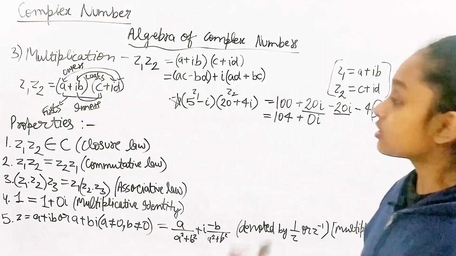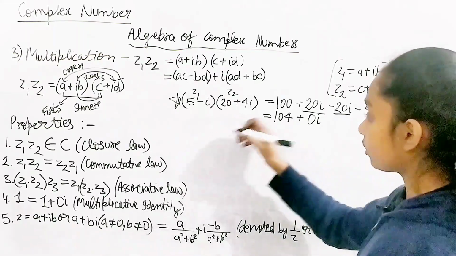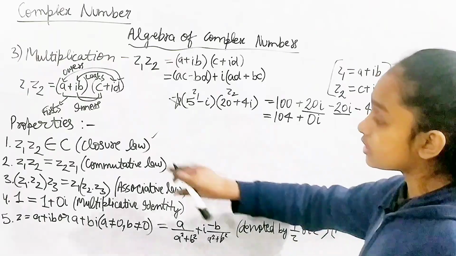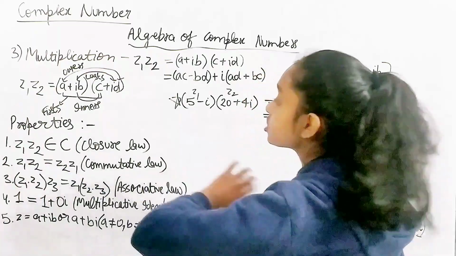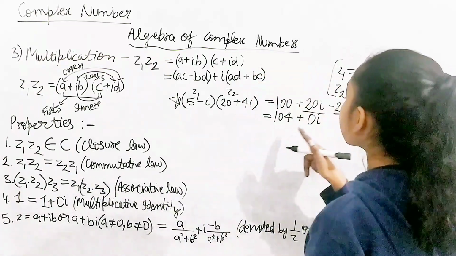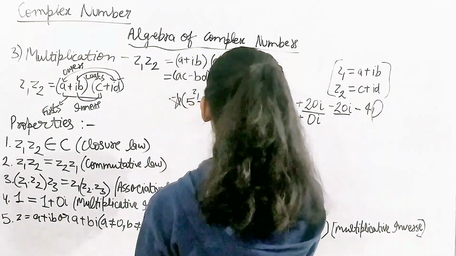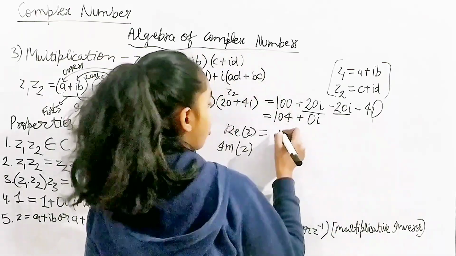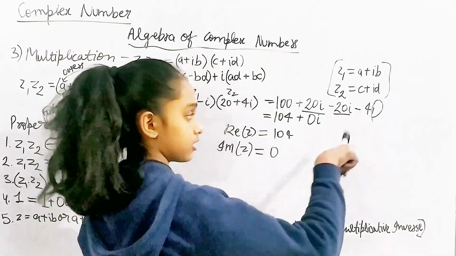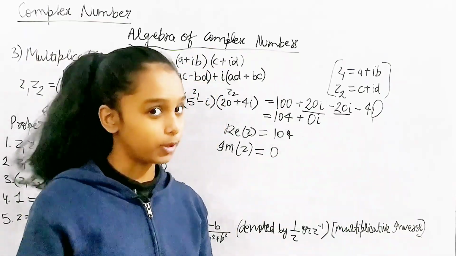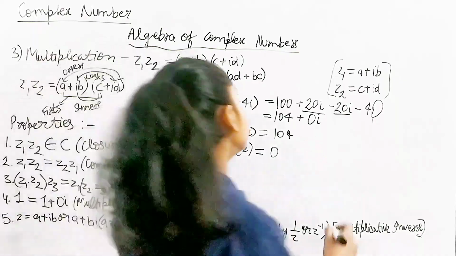Can we just have a look? What property, what law is it following? It's following the first law too. Of course it will follow the first law, as the first law is just really fixed. So, 104 plus 0 iota. And if I'm going to talk about its real part and imaginary part, then what is it going to be? The real part, of course, I can see 104. And the imaginary part will be 0. Not iota, because iota is just a symbol.